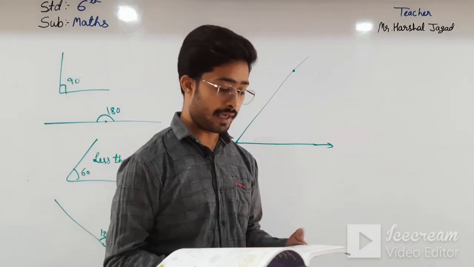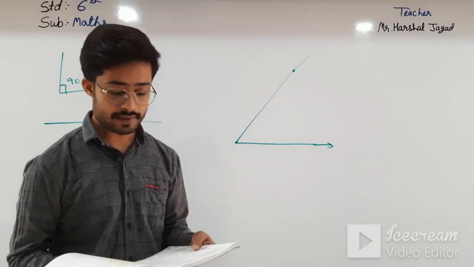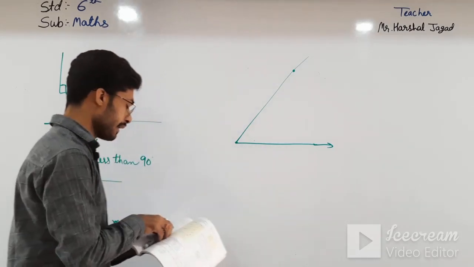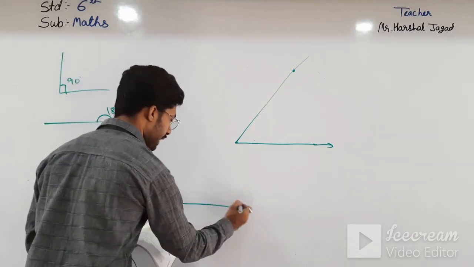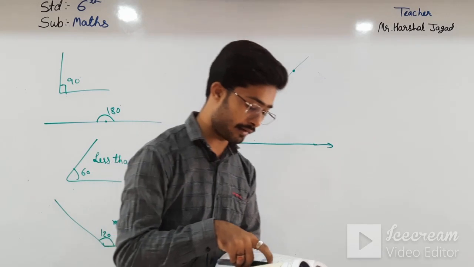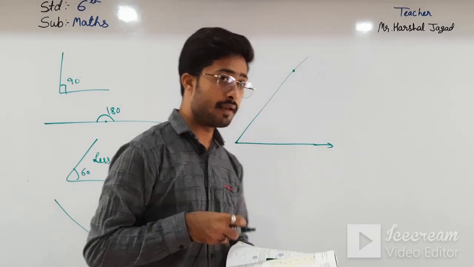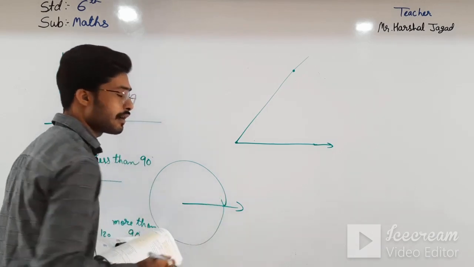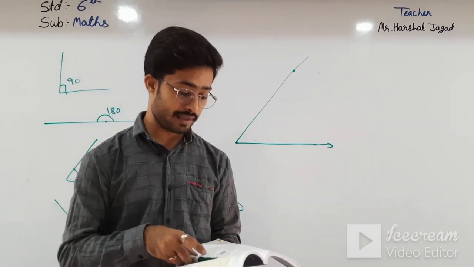And zero angles. So zero angle means, as you have seen in the figure, there are many angles, zero angle is over here. If I draw a line and put a point over here only, then that is a zero angle. Then complete angle. What is a complete angle? If it rotates the whole way, then it is a complete angle. You can see the figure.